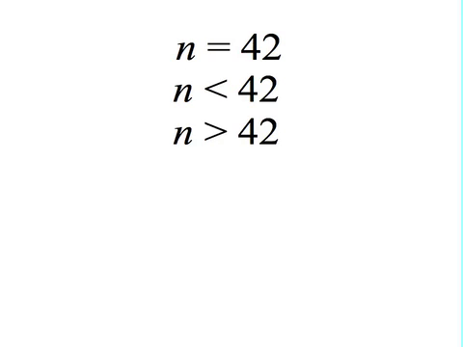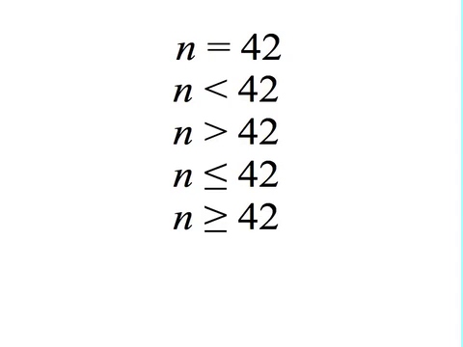N is greater than 42. And yet another. N is less than or equal to 42. Another way of saying we're looking for numbers 42 or less. And here is N is greater than or equal to 42. And finally, one more inequality. N does not equal 42.